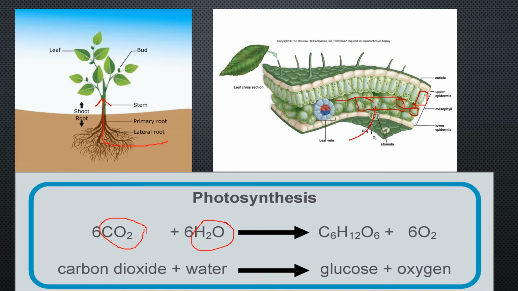So now we know where we get carbon dioxide and water, and then of course, I don't see that it's written in here, but you know that we need solar energy to accomplish photosynthesis. So we're going to talk a little bit more about how we capture that solar energy.